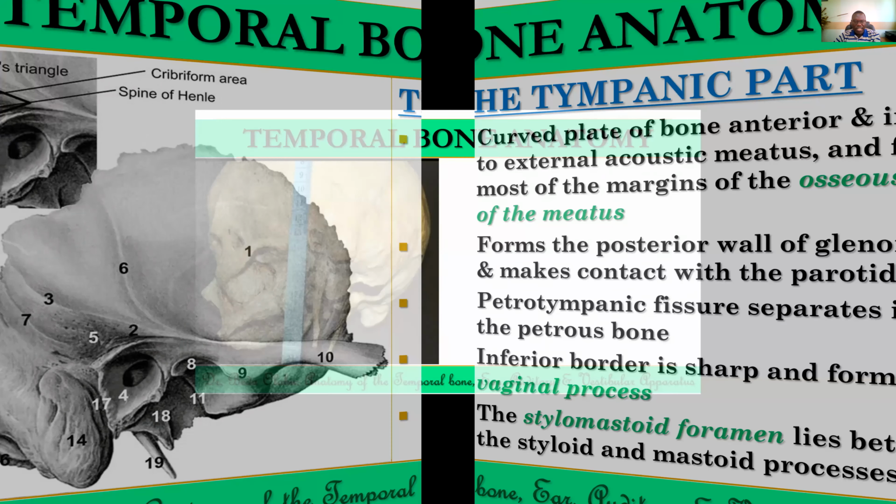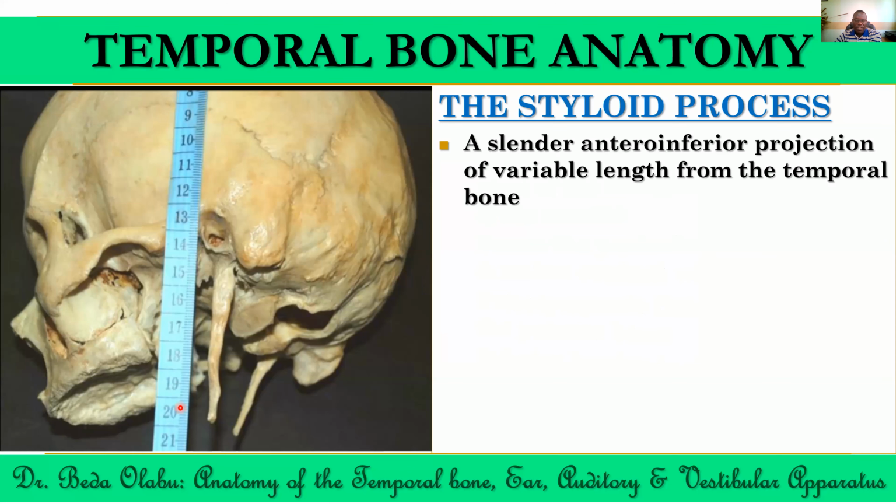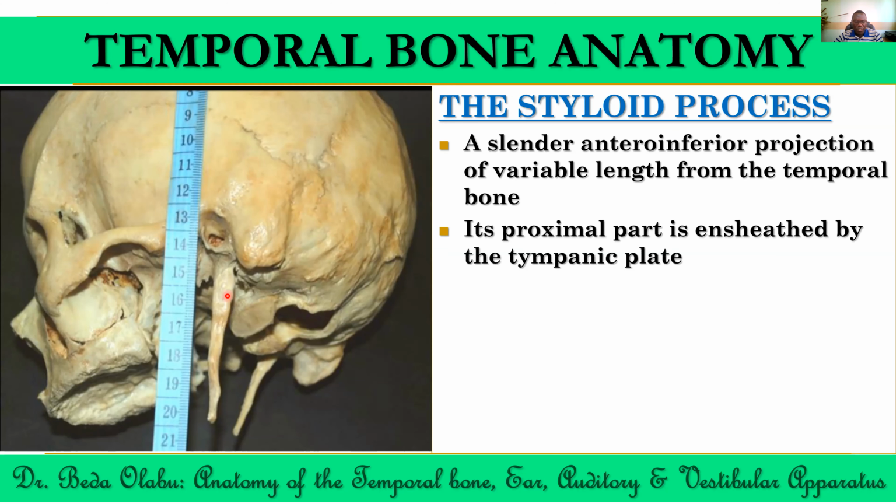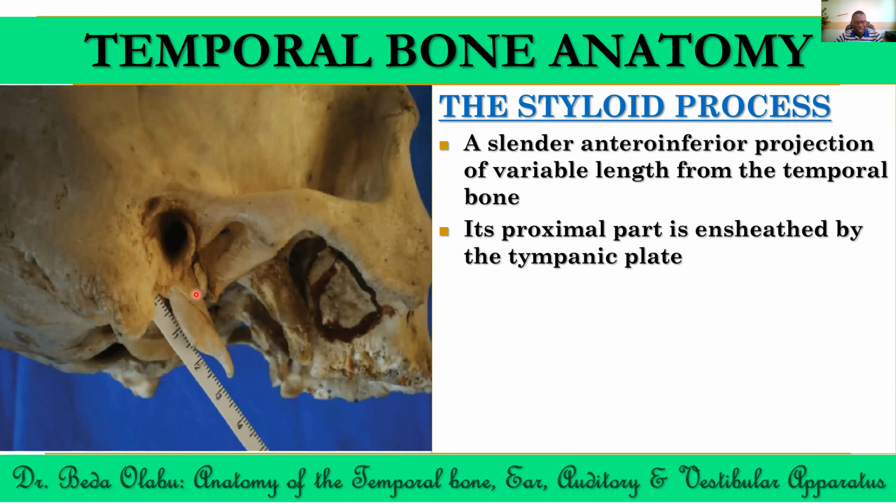The fourth entity is the styloid process. So the styloid process is a slender projection, highly variable. It can be very massive, like this, and appear massive. Some of them are short, so the length is highly variable. But a sharp projection inferiorly and slightly anterior. The proximal part is sheathed, as I've just mentioned, by a part of the tympanic bone. This one here, the vaginal process of the tympanic bone. Then this is the styloid process.